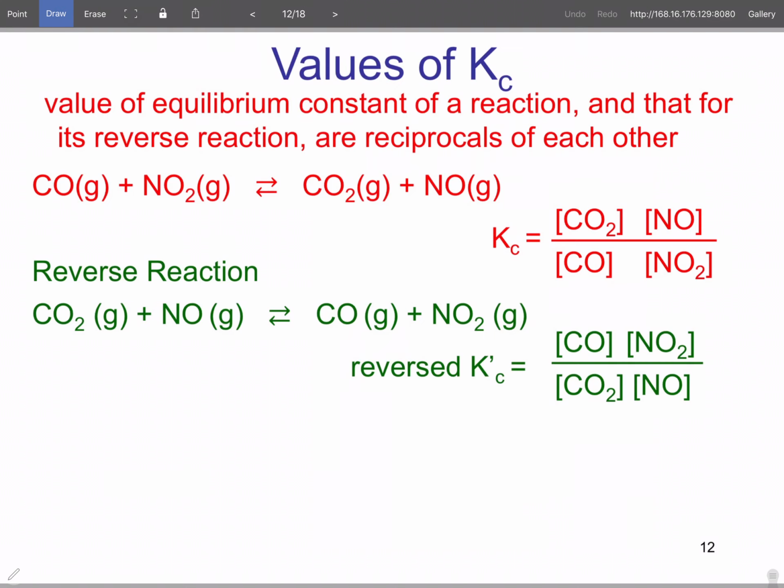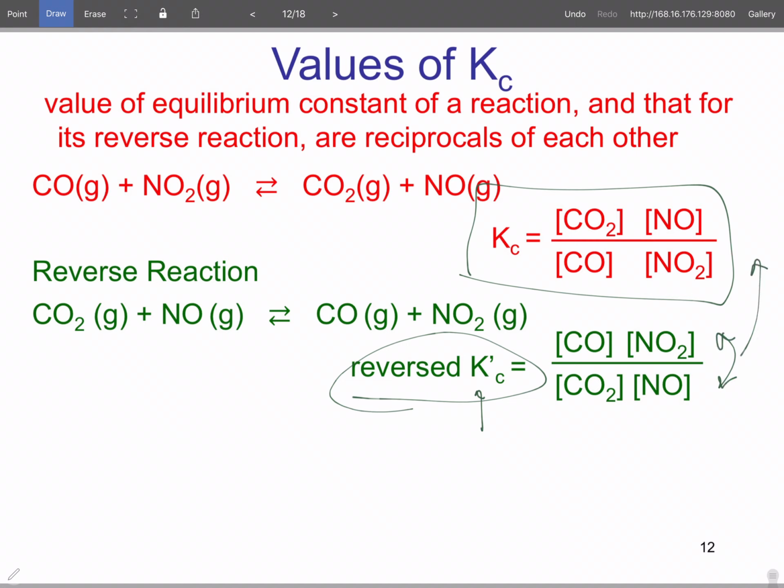Okay. So let's talk about our Kc values. If we have the equation, here is our Kc value, products over the reactants. Now, if we reverse the reaction, then notice what happens to the reversed equilibrium. It basically is flipped from up here. So the net effect is that if you have K for the forward, and then you reverse it, what you have is 1 over K. So what this will allow us to do is look at what we're doing to the equation.